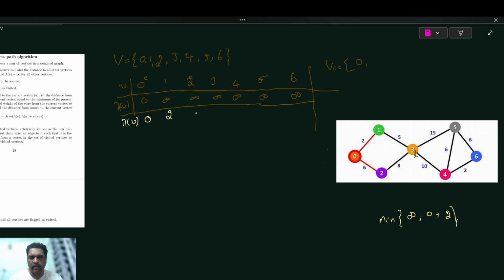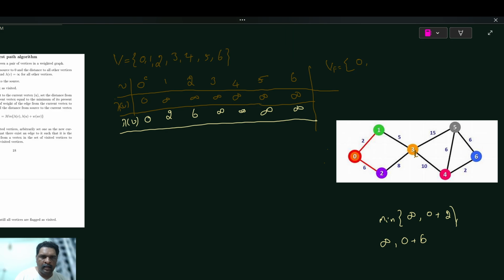And the vertex 2 is also adjacent to the current vertex 0, and therefore the value of lambda is also recalculated for the vertex 2. The current value is infinity, and the new value is lambda of 0, which is 0, plus the weight of the edge 0 2, that is 6. So the minimum between these two values is 6. So the value of lambda is recalculated as 6. And for all other vertices, since they are not adjacent to the current vertex, it remains the same, whether it is infinity or not. The value is not going to change at this step. So that is our first iteration.